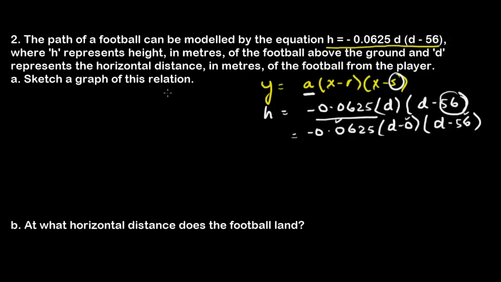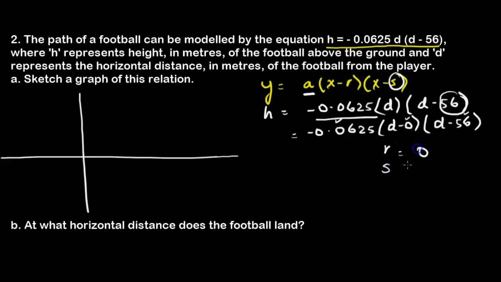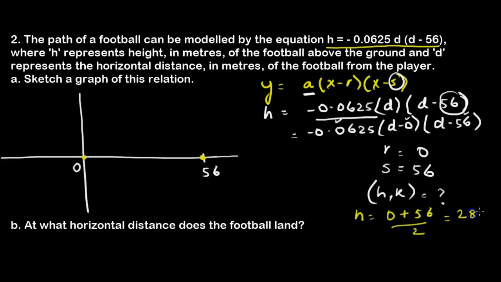Now we have to sketch the graph of this relation. In order to make a graph of a factored form equation, we need the r and the s values. R is 0, s is 56, and we need the vertex point, that is (h, k). So let's say this is 0, this is 56. The x-intercepts or zeros are going to be 0 and 56. Now we already got the r and s values. The next thing we need to get is the (h, k). We know h is halfway in between r and s. So we add r and s and divide by 2, and that would give us 28. 28 is right in between 0 and 56.